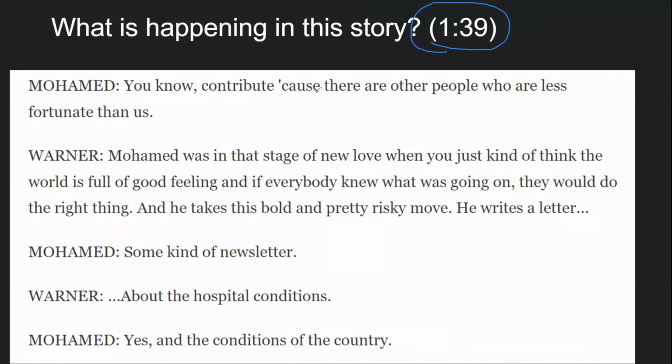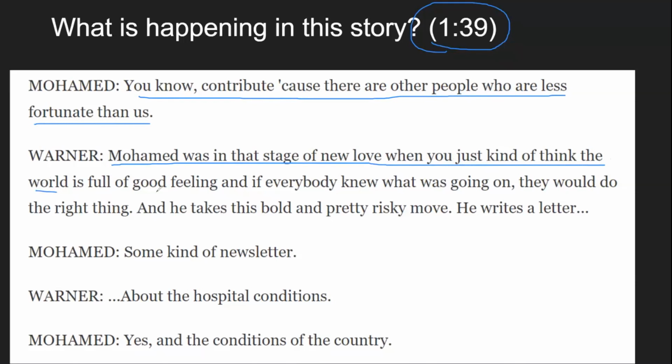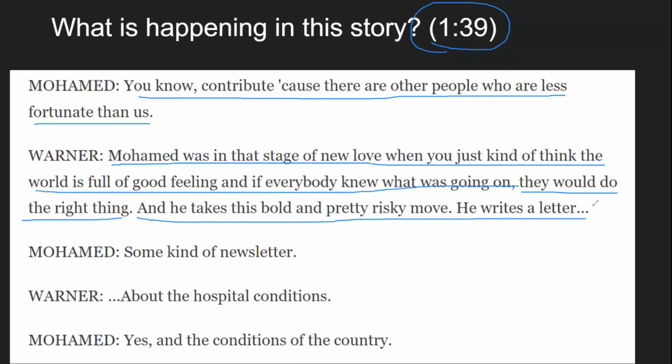Contribute because there are people who are less fortunate than us. Muhammad was in the stage of new love when you just kind of think the world is full of good feeling, and if everybody knew what was going on, they will do the right thing. And he takes his bold and pretty risky move.